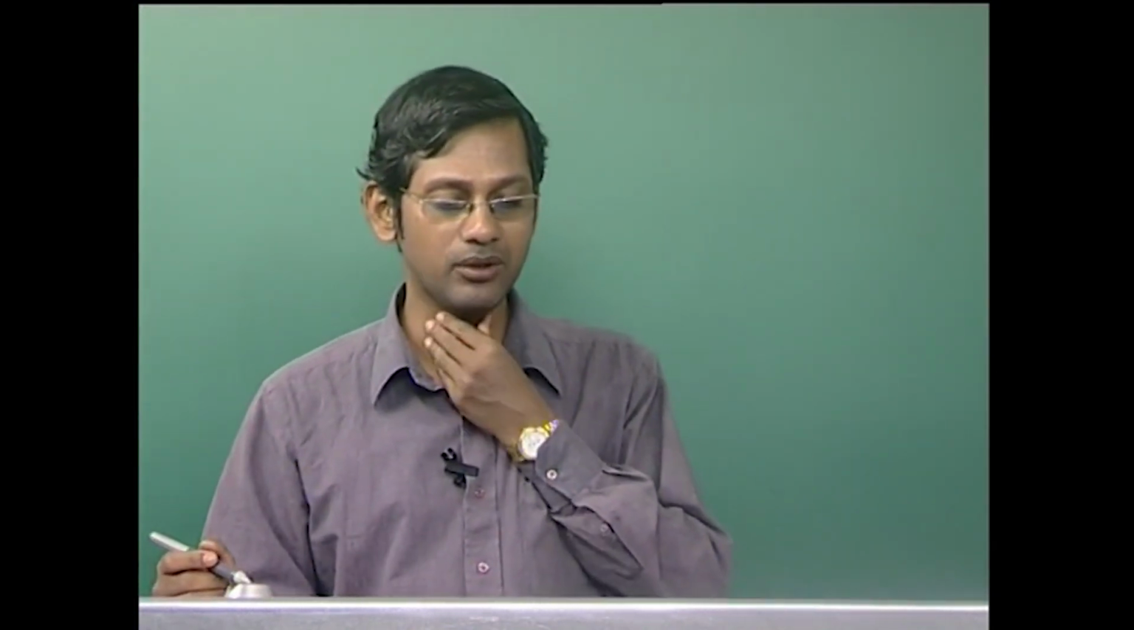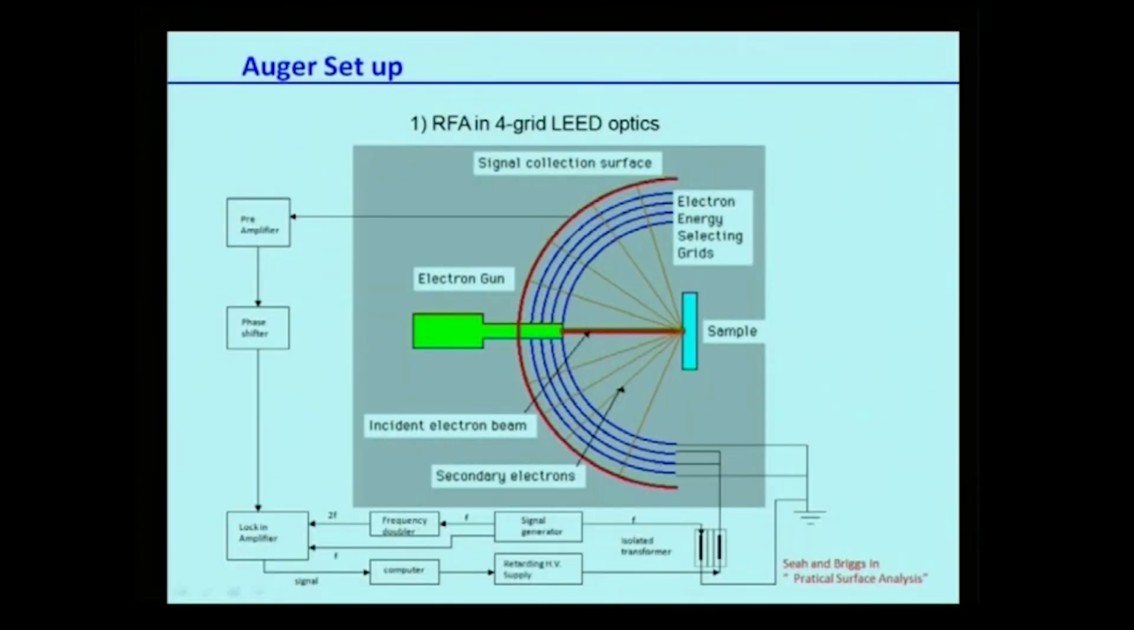Well, the last thing which I am going to discuss is the Auger setup, or how Auger electron spectroscopy is done. As you see here, the schematic diagram is quite complex. This is basically a 4-grid LEED optics setup, which is used to detect data. This is the sample, and this is the electron gun. Electrons come from the gun to the sample, and then secondary electrons and Auger electrons are generated. One needs to detect them, and that is why 4-grid LEED optics is used.